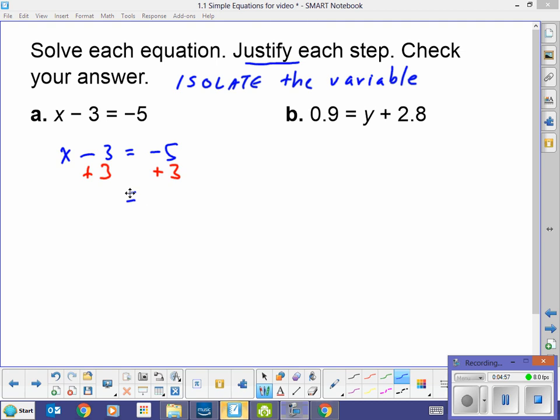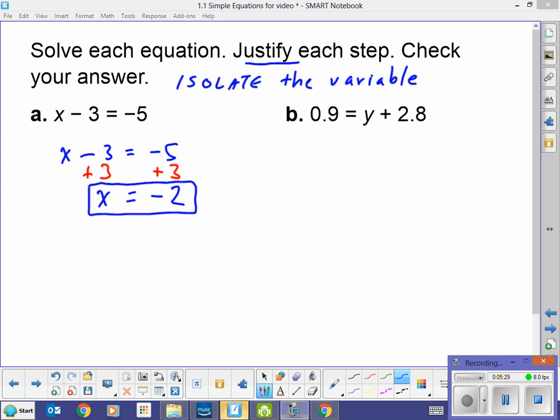One thing I'll be looking for in your work as you learn to show your work in algebra is your equal signs. As you work down, line them up so that your equal signs line up. So let's simplify this side. Negative 5 plus 3 is negative 2. Over here, the negative 3 and the positive 3 basically cancel each other out into a 0. So I'm left with x on this side. I've isolated the variable, and I get x equals negative 2.